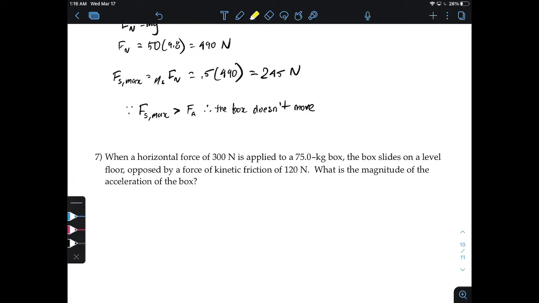So let's highlight key information. When a horizontal force of 300 newtons is applied to a 75 kilogram box, the box slides on the floor. We know it moves. And it is opposed by kinetic friction of 120 newtons. We want to find the magnitude of the acceleration.